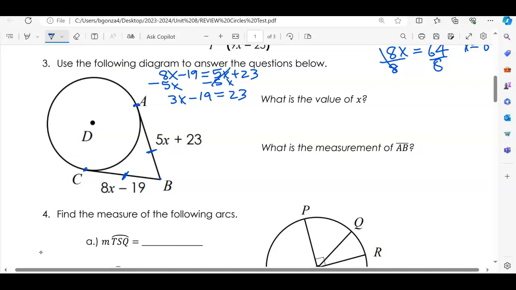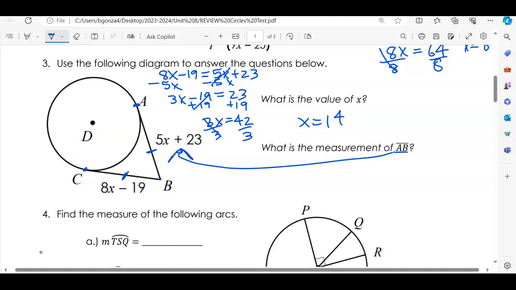Get rid of this loner minus 19, add 19. 3x equals 42. And then divide by 3. 42 divided by 3 is 14. And then to find AB, well, AB is right here, between A and B. So I'm going to replace that x with 14. So 5 parentheses 14 plus 23. You can just type that straight into your calculator. 5 times 14 is 70. 70 plus 23 equals 93 units.